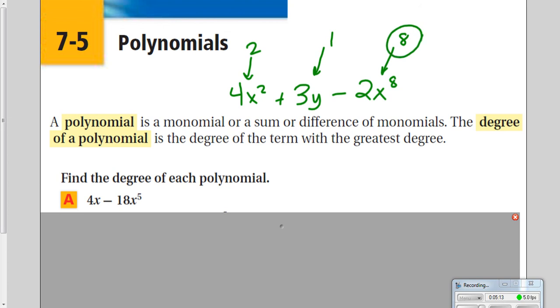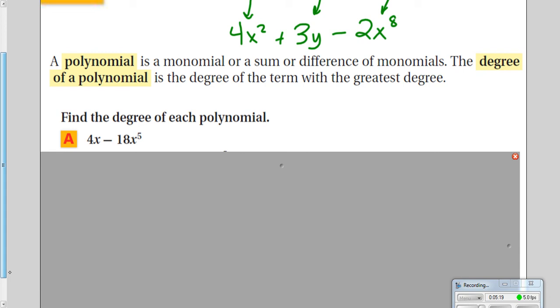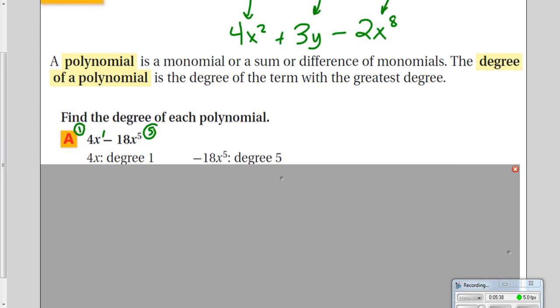So let's practice on a few of these other ones. You've got some on your paper that align with what's in the PowerPoint, as well as a couple extra to practice on your own. So letter A here, which I think is your number 1, says 4x minus 18x to the 5th. Well, the degree of the first part is just 1, right? The 4 doesn't get included, so degree here is 1. Degree of the second term is just 5. So that means the degree of the whole thing is going to be 5 in general, okay?